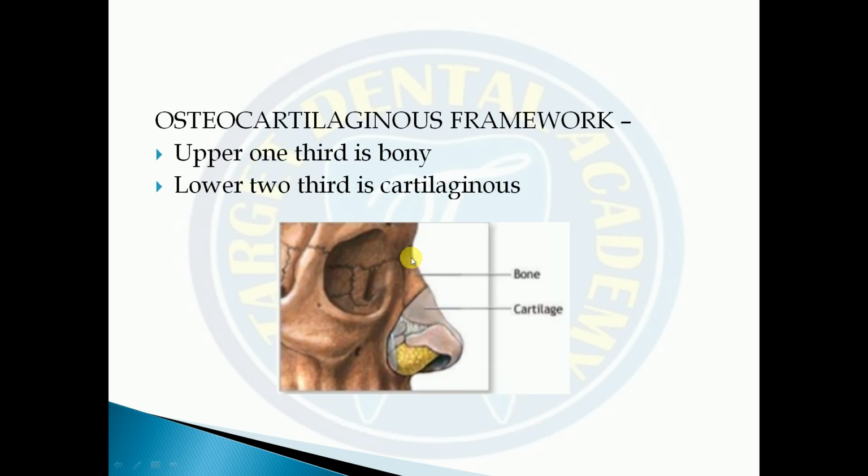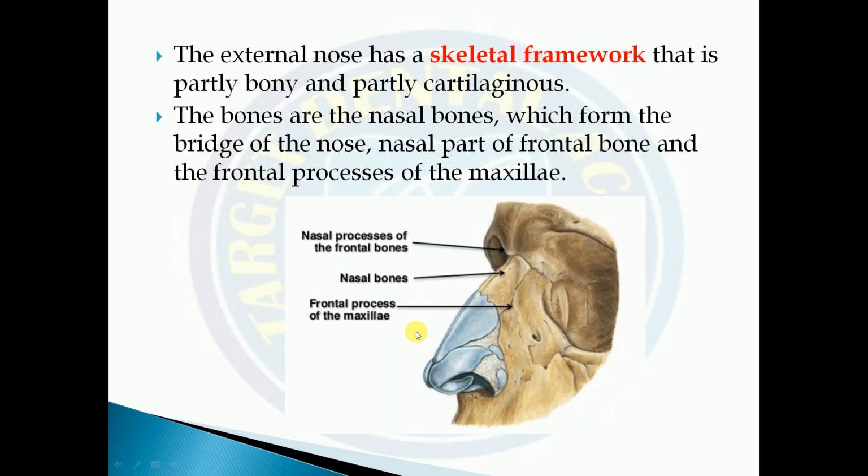So this is the osteocartilaginous framework. The upper 1/3 is bony, while the lower 2/3 is cartilaginous. The framework is covered by the skin and the muscle. This is the skeletal framework, which is partially bony and partially cartilaginous.